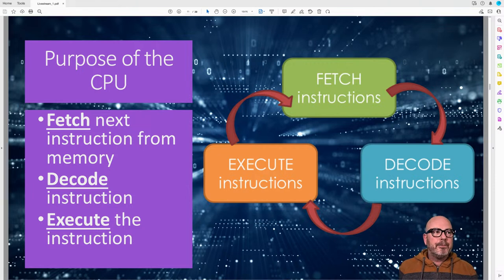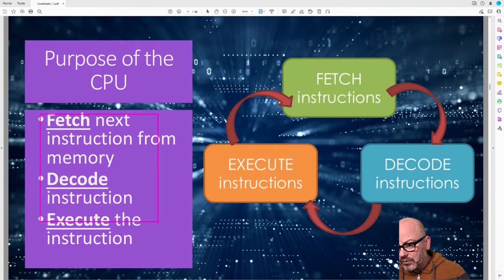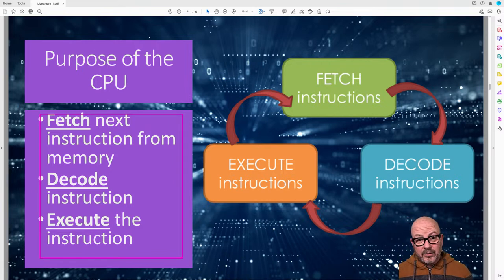So that's where you would. But they might ask you for a definition of what a register is, and they might ask you for a definition of what cache is. So you can just say it's a block of memory with relatively high read write speeds. So those three points there, fetch next instruction from memory, decode instruction, and execute the instruction, that is a definition of what the fetch, decode, execute cycle is, okay? And the purpose of the CPU is to carry out the fetch, decode, execute cycle. That's what it is.